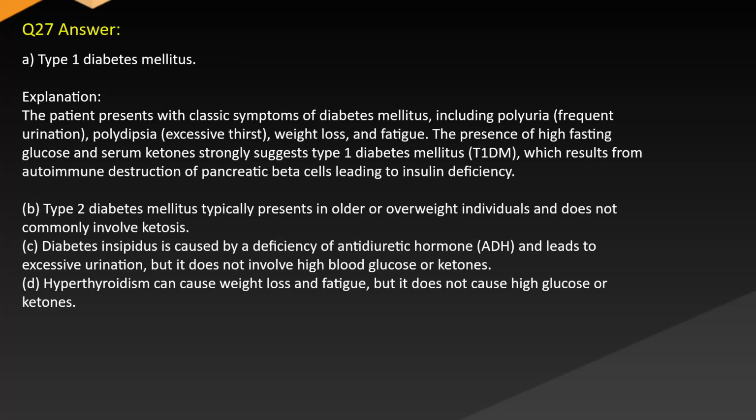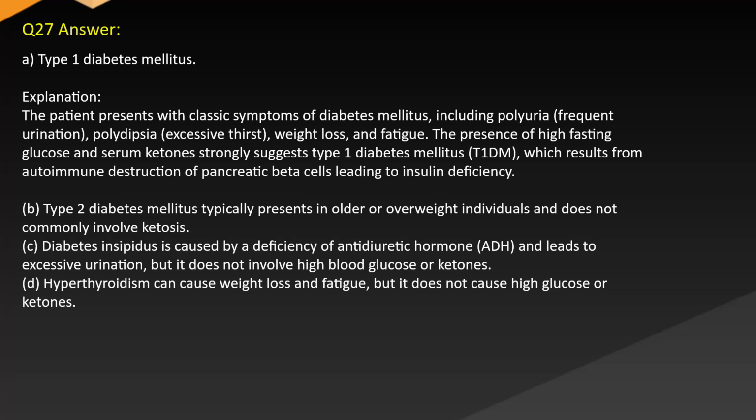Answer A. Type 1 diabetes mellitus. Explanation. The patient presents with classic symptoms of diabetes mellitus including polyuria, frequent urination, polydipsia, excessive thirst, weight loss, and fatigue. The presence of high fasting glucose and serum ketones strongly suggests type 1 diabetes mellitus (T1DM), which results from autoimmune destruction of pancreatic beta cells leading to insulin deficiency.